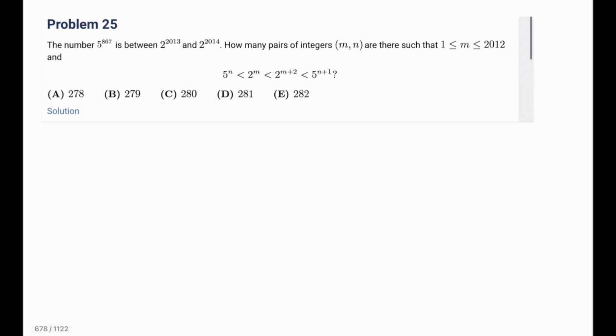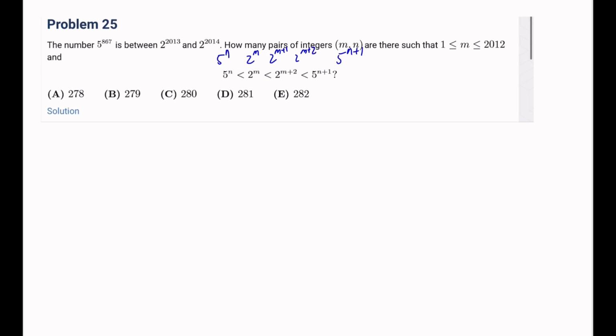Last problem, problem number 25. The number 5 to the 867th power is between 2 to the 2013th power and 2 to the 2014th power. Wow. How many pairs of integers m, n are there such that m is greater than or equal to 1 and less than or equal to 2012, and this property holds true? And so from this, what we can see is that between consecutive powers of 5, there are 3 powers of 2.